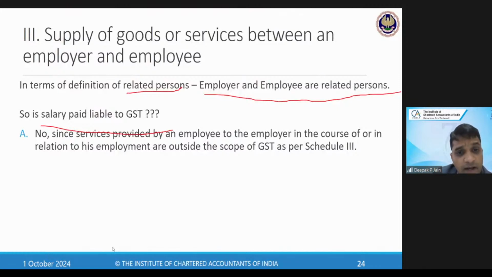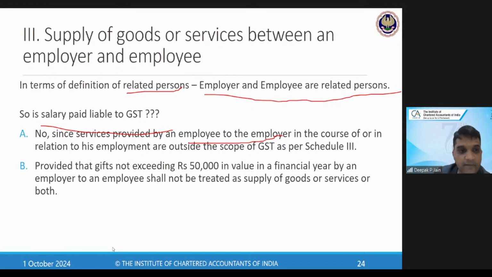But since services are provided by an employee to the employer, again, the concept of consideration, who is giving the consideration? The employer is giving the consideration. So who is receiving? The employee is receiving the salary, which means he is providing his service to the company, so the company is paying him salary. So in this case, services are provided by the employee to the employer, which is in Schedule 3. But when a gift is provided, the service is provided by the employer to employee. Now, if he is giving that gift, that could be liable to GST.